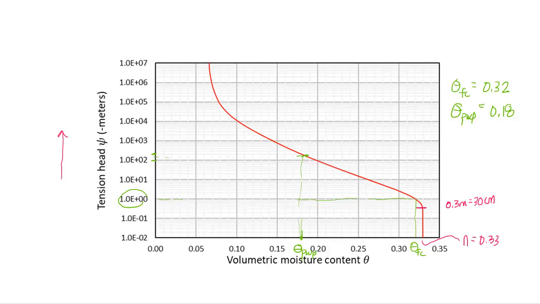So the plant available water then is the difference between these two moisture contents. So it will be 0.32 minus 0.18, which is equal to 0.14. That's the water available to the plants. It's water that is in the pores, that is not in excess of field capacity, which is the water that will just wash through the soil, and it's not water below the permanent wilting point, which the plants can't extract.